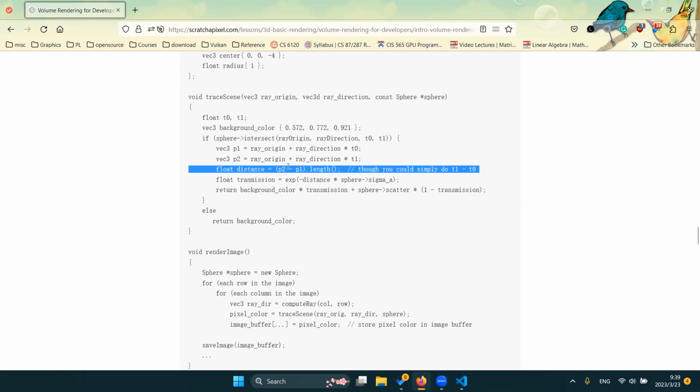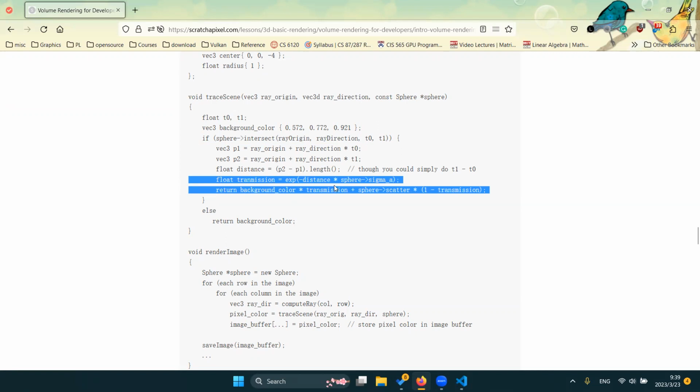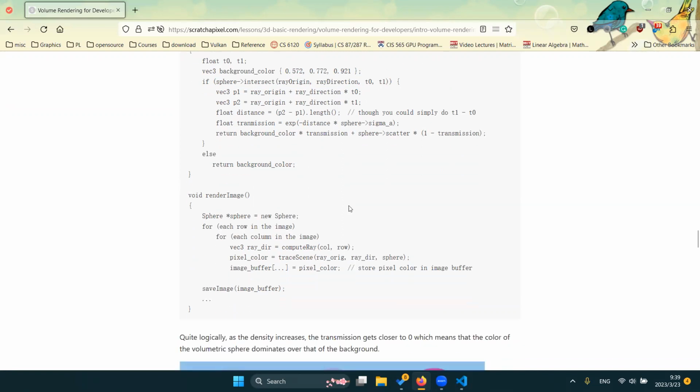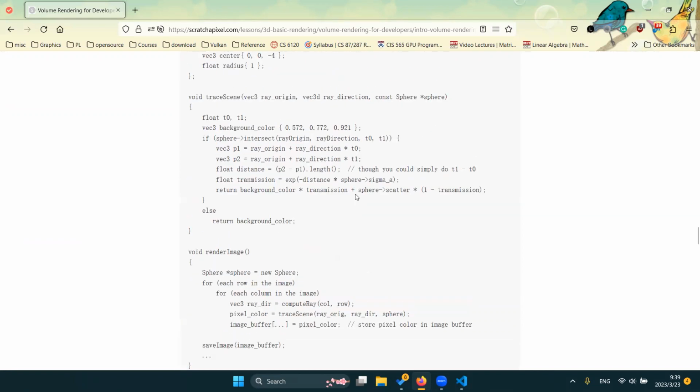And then we do our usual business as already shown above. If you took the expression P2 minus P1 and subtracted the ray origin and ray direction, and factored out the ray origin and ray direction, wouldn't they cancel out? That's why it's redundant. It's basically just this minus this. So T1 minus T0 is the same.